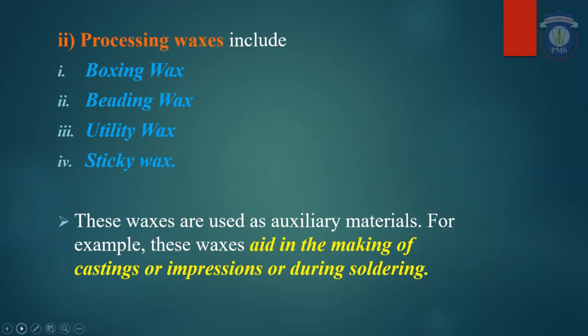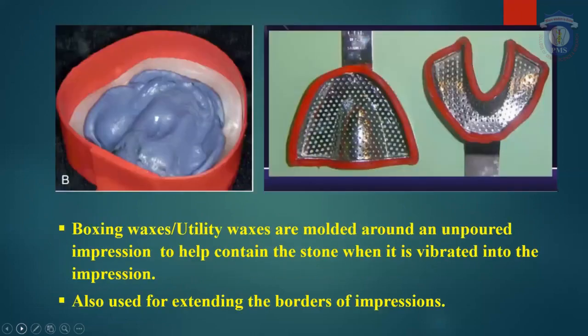So the typical example is basically the boxing wax. You can see that this boxing wax has a tacky consistency, and it can be molded around an unpoured impression. That will help to contain the dental stone when we are pouring the cast or when it is vibrated into the impression.